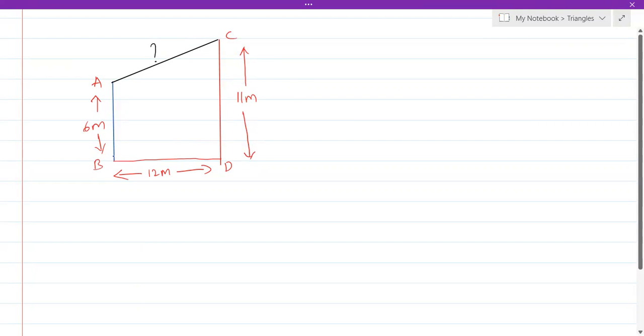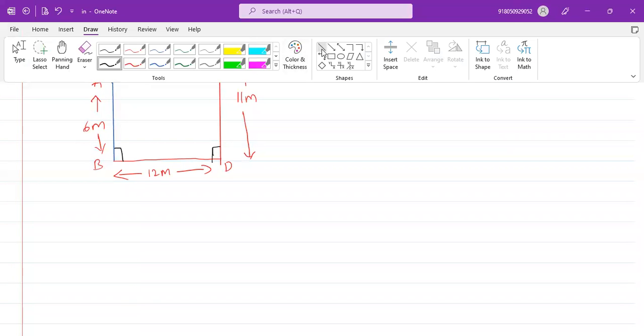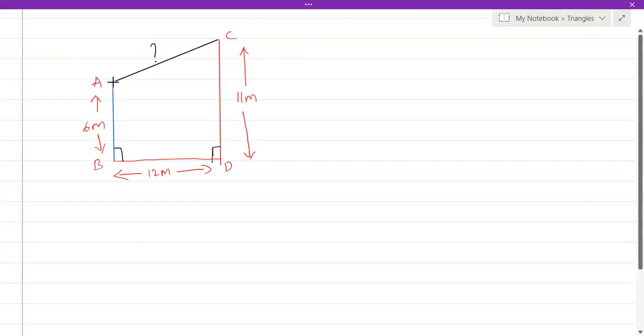Okay. So very clearly the angle at B will be 90 and angle at D will be 90. Now let's make a small construction because we are going to solve it using Pythagoras theorem. Therefore, we need a right angle triangle. Let me make a construction here. So the construction is draw AM perpendicular to CD. So this is the perpendicular. So here the angle is 90 degrees.